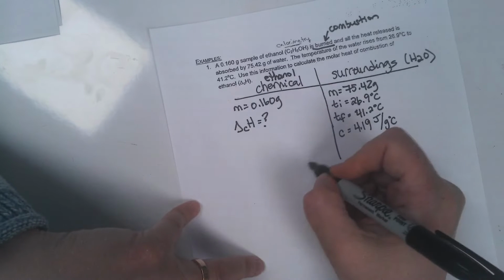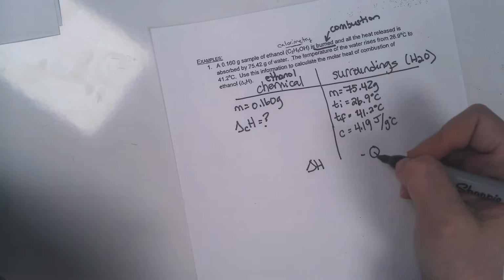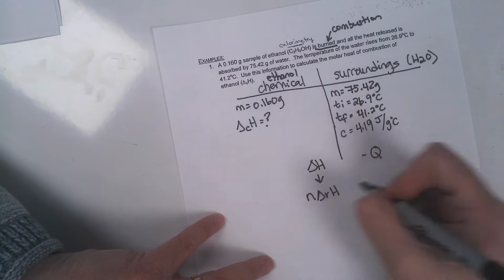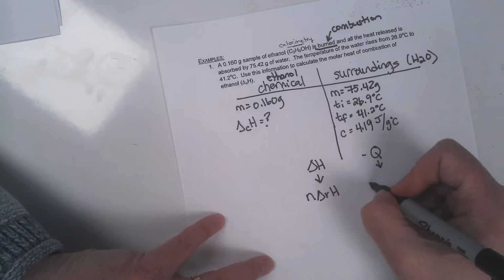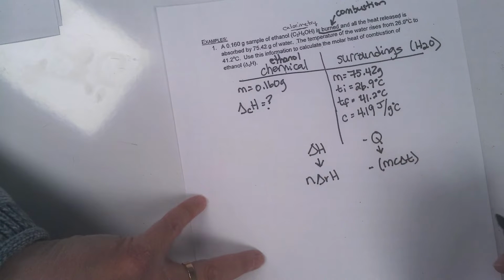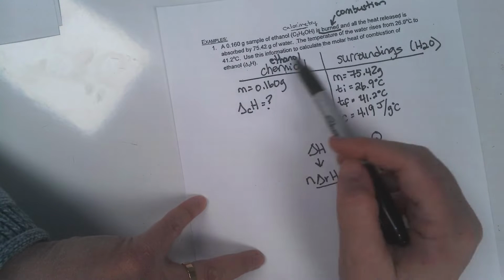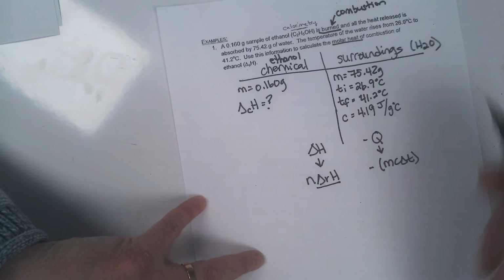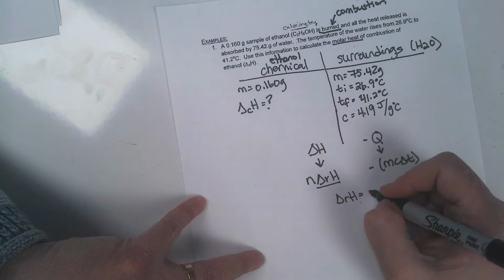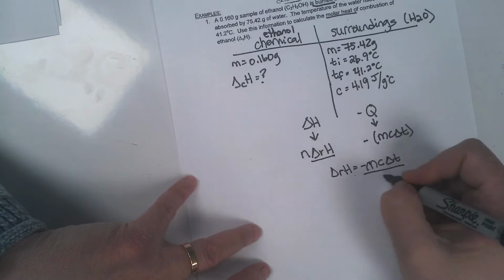So this is what we have. In a chemical system, we have delta H, and in the surroundings, we have Q. This we solve by n delta rH, and this we solve by negative mc delta T. So if we want to isolate for delta rH, which is what it's asking us to find, the molar enthalpy, the molar heat, then we can go delta rH is equal to negative mc delta T divided by n.